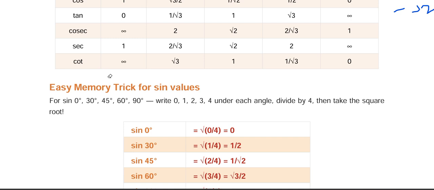tan 45 degree is equal to 1, tan 60 degree is equal to root 3, tan 90 degree is equal to undefined, because cos 90 is equal to 0 and no number can be divided by 0. We'll study the formula tan theta is equal to sin theta over cos theta. Tan 90 is equal to sin 90 over cos 90, and cos 90 is equal to 0.